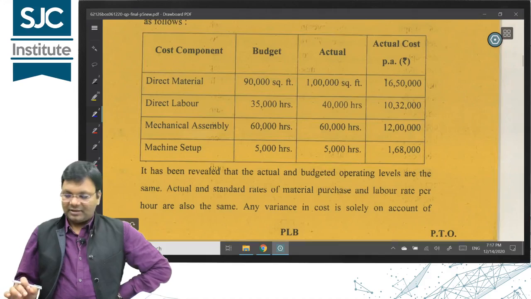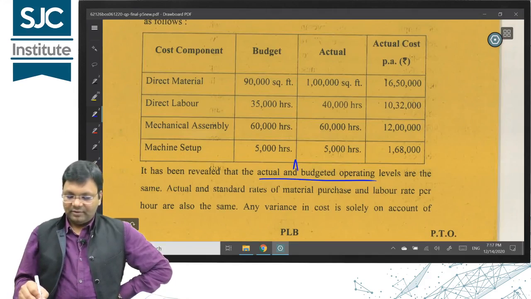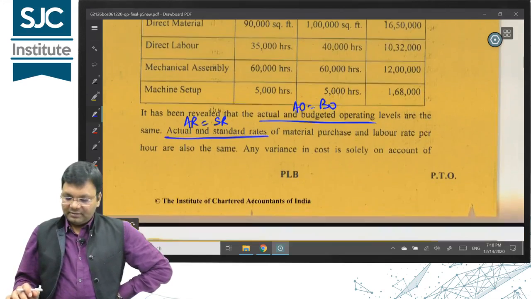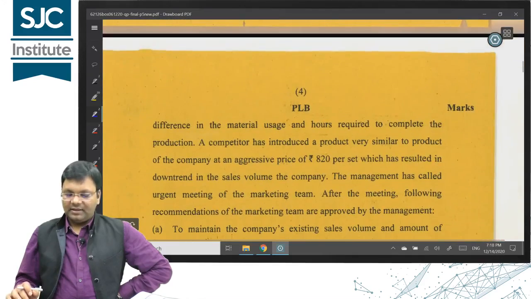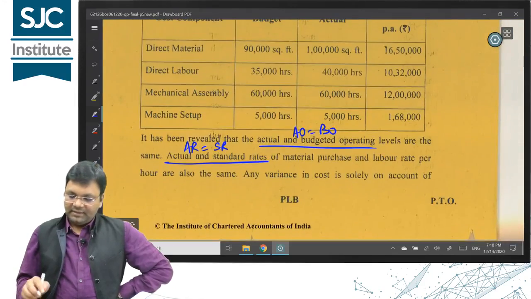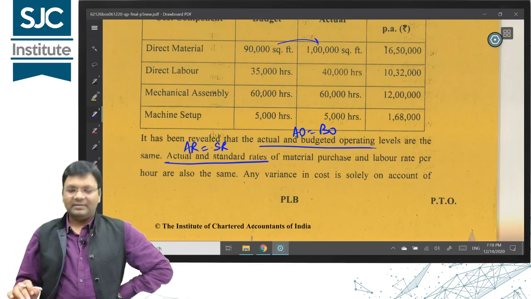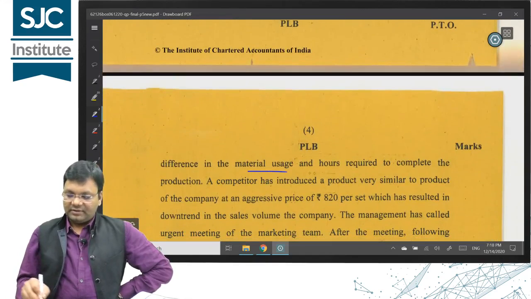It has been revealed that the actual and budgeted operating levels are the same. So this means AO is equal to BO. Actual and standard rates of material purchase and labor rate are also same. This means actual rate is equal to standard rate. Any variance in cost is solely on account of difference in material usage and hours required to complete the production. Any variance that will be arising over here is not due to difference in rate, because rate is same, it's due to difference in usage and hours required, that means MUV and labor efficiency variance.